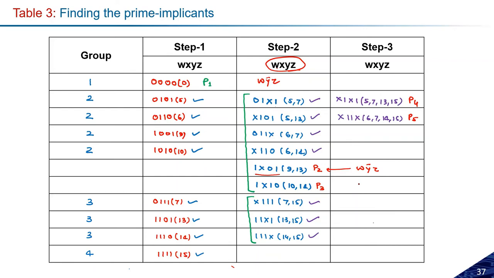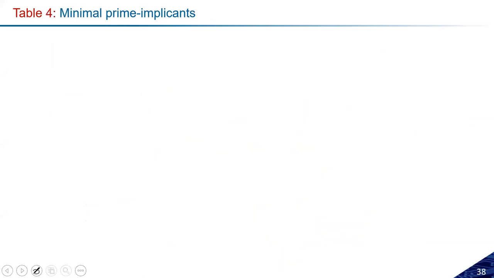Similarly, this is equivalent to W, Y, Z bar. This is equivalent to X and Z. And this is equivalent to X, Y. Okay, so these are all the prime implicants which we can represent. Let us consider all the prime implicants which we just wrote here. This is the first prime implicant, that is nothing but W bar, X bar, Y bar, Z bar. Let us try to write all the prime implicants, which we call the minimal prime implicants.